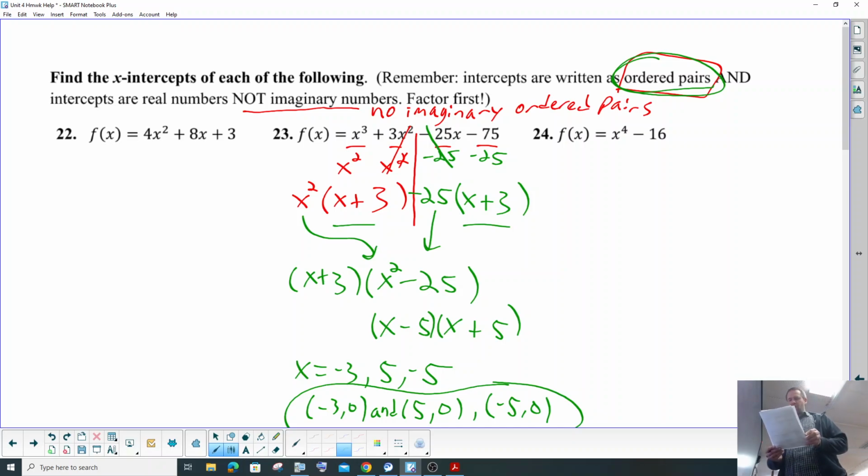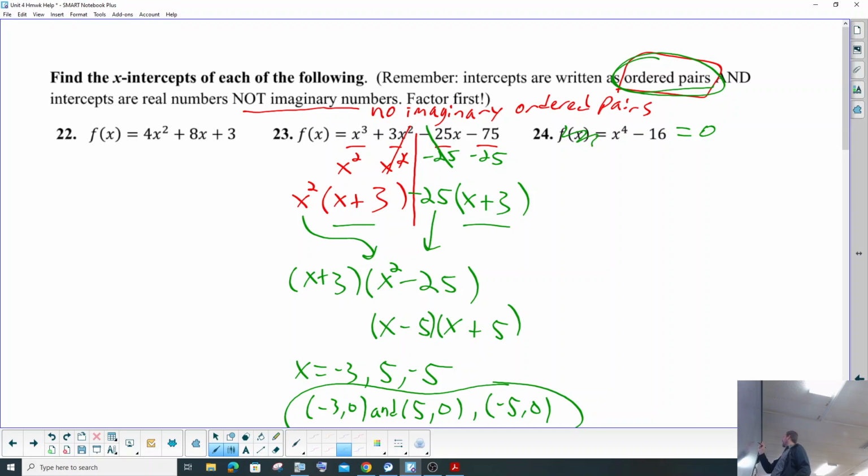So something else I noticed for number 24 that I wanted to talk about. First try it on your own. Pause me, seriously. I don't usually do an even. So pause me. Let's see. So set it equal to 0. Good. Set it equal to 0.